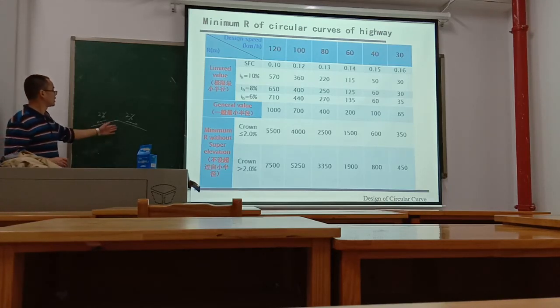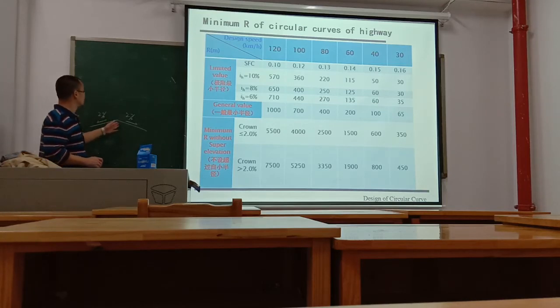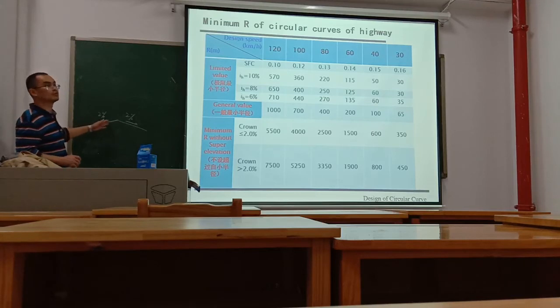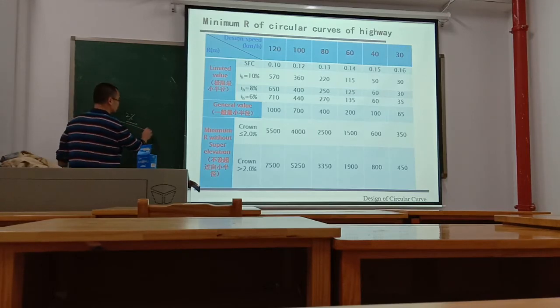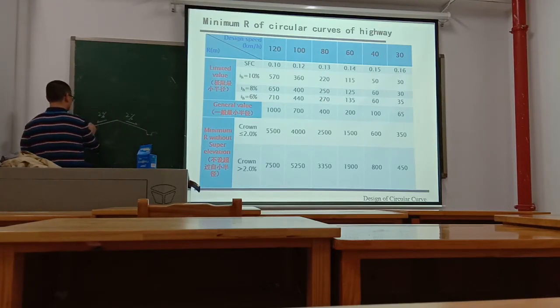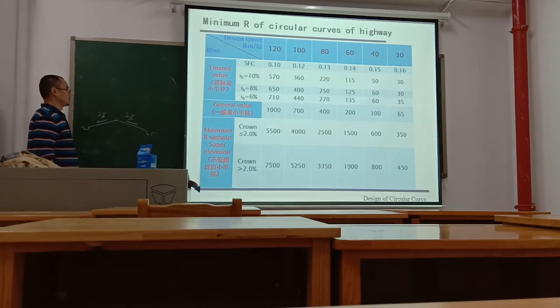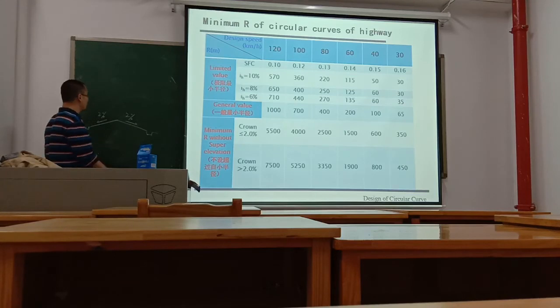To guarantee the rain water flows to the left road side and right road side. This is drainage. This is on straight line, or on tangent.